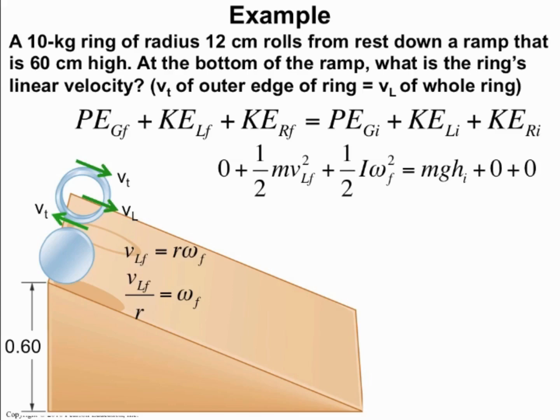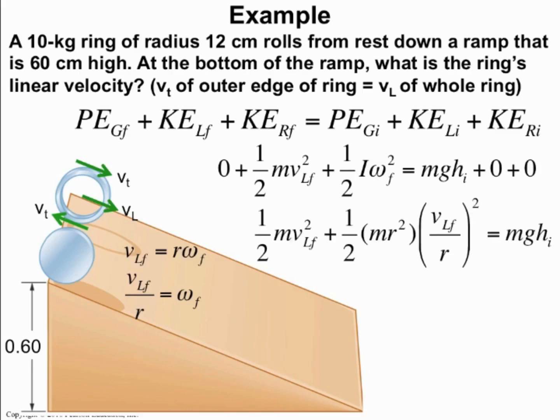Now this is going to be helpful to replace omega F in the next step, and that's what we are doing here: 1/2 m VLF squared plus 1/2 mr squared times VLF over R squared equals mghi. Now again, before you freak out, why the mr squared?